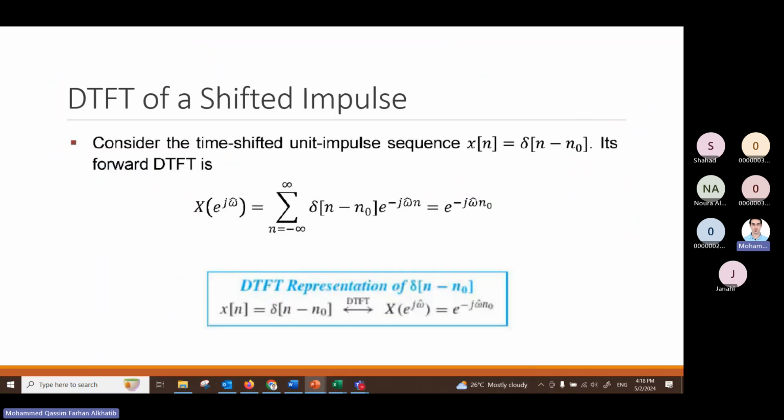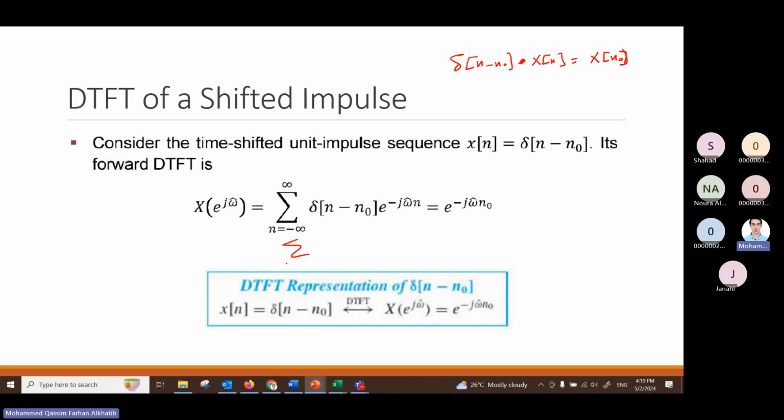Okay, so let's move on. Now, when you have a shifted version of a function, let's say, for example, the impulse. If you remember, any function multiplied by the impulse, n minus n naught, times x of n, you will get x of n naught, discrete. So we'll apply the same thing here.